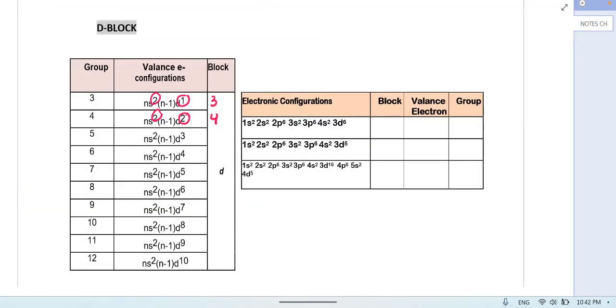Okay. If you look at this valence electronic configuration, the s orbital is full. However, the difference is at the d orbital: 1, 2, 3 until 10. So the maximum number of electrons that can occupy the d orbital is 10. So that's why D block stops at group number 12. Okay?